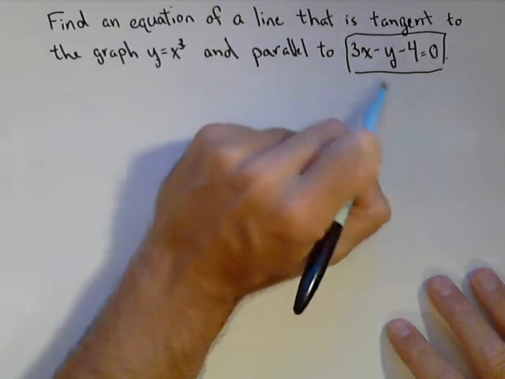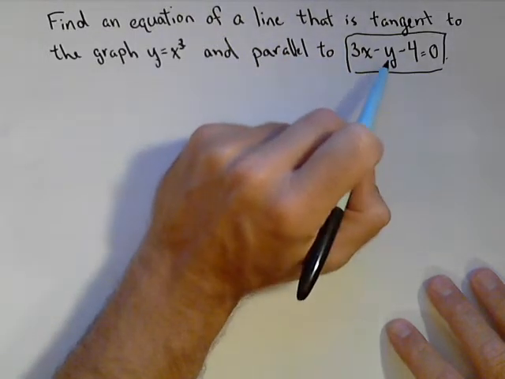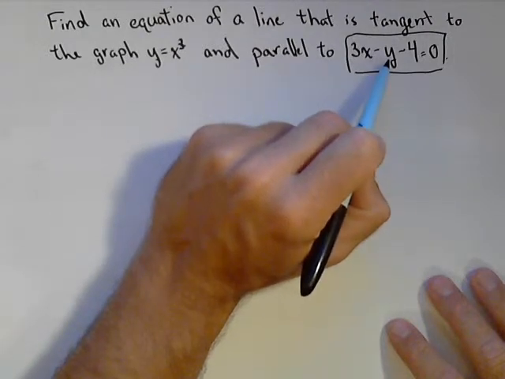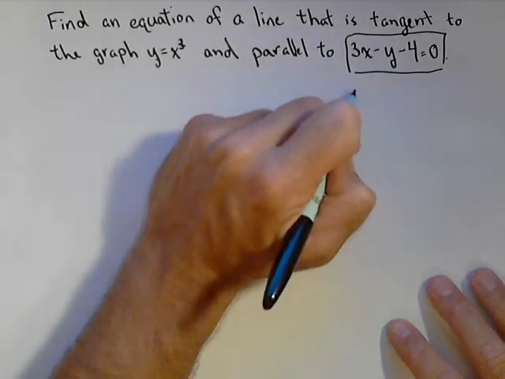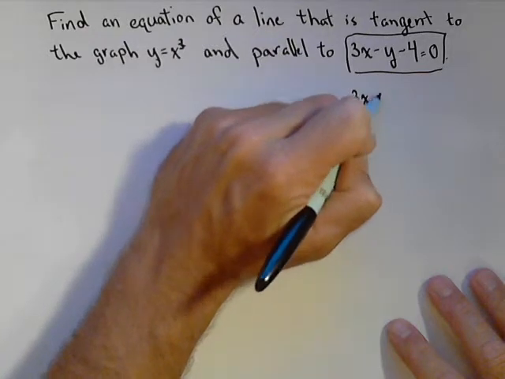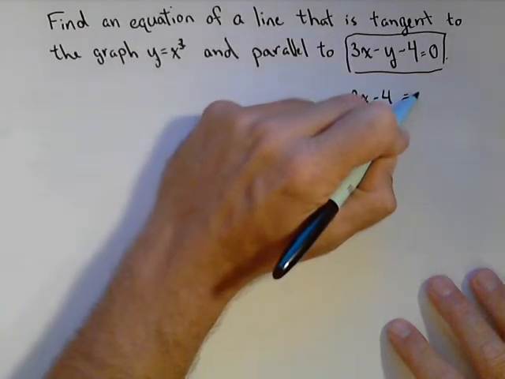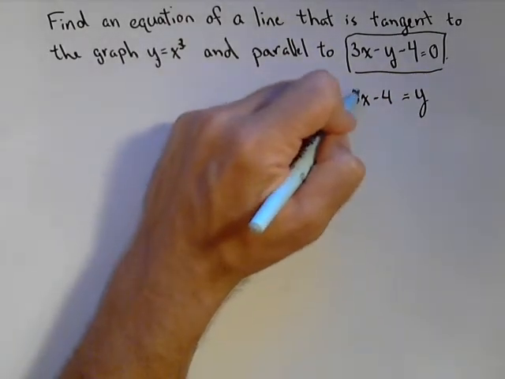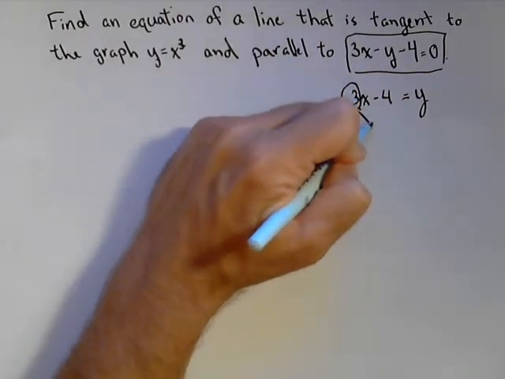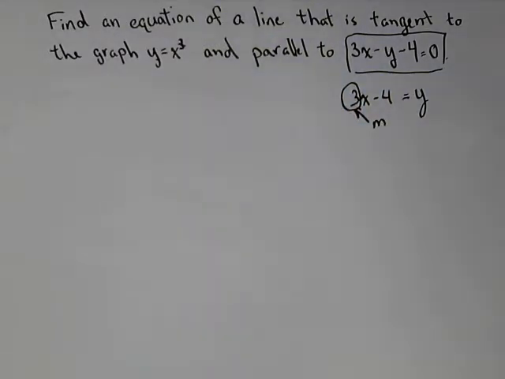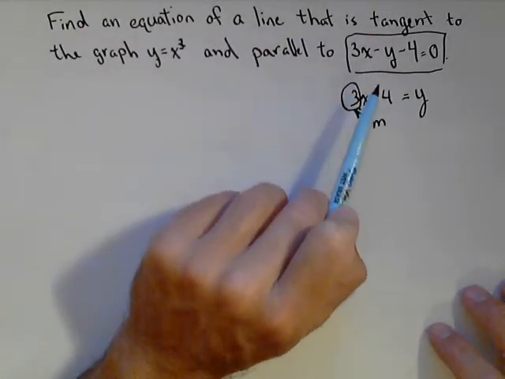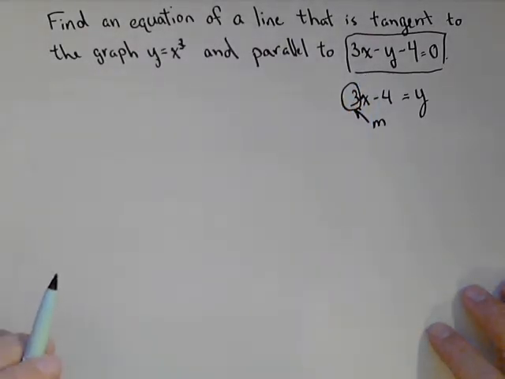Easiest way to do that is to get this into slope-intercept form. Basically solve it for y. So I can do that real quick by adding y to both sides, and I get 3x minus 4 equals y, and I now have my m. Remember the mx plus b form? There's the slope. So that's the slope of the tangent line because we want it to be parallel to this given line.